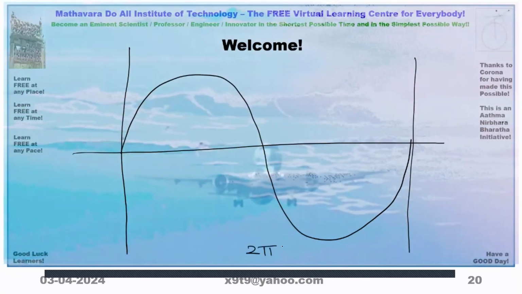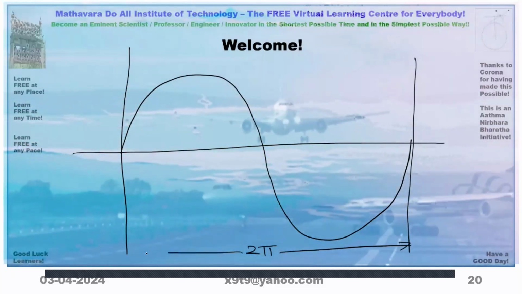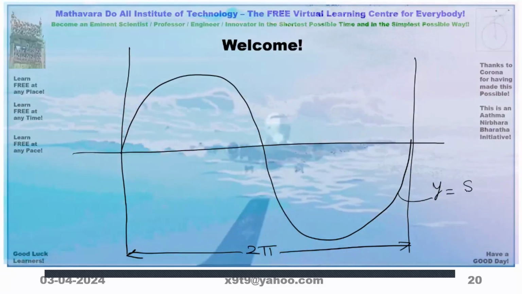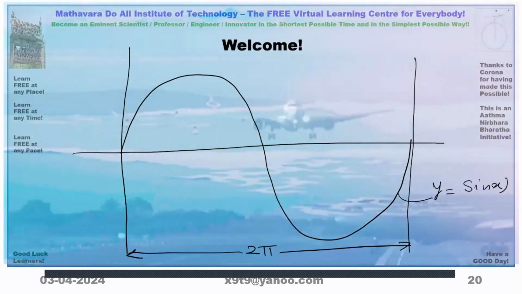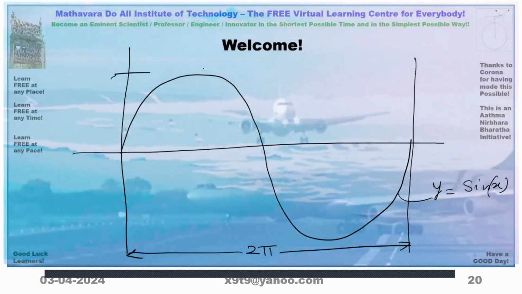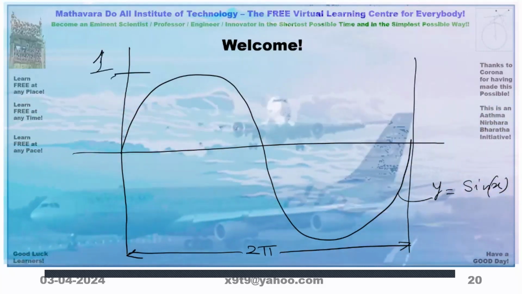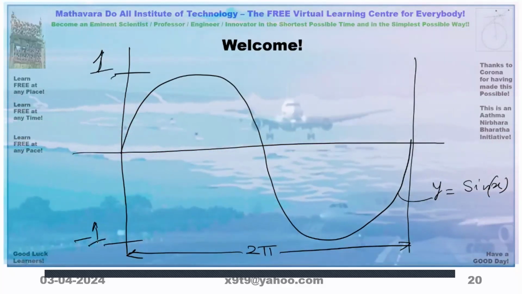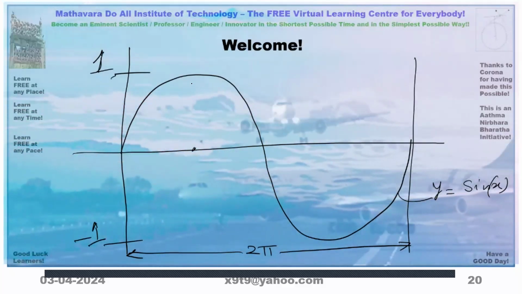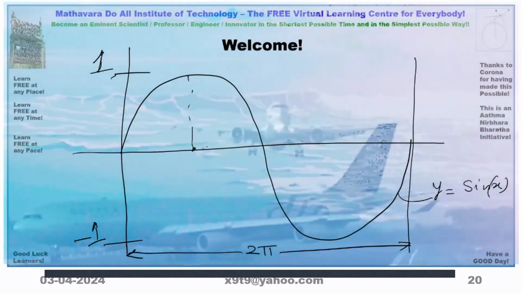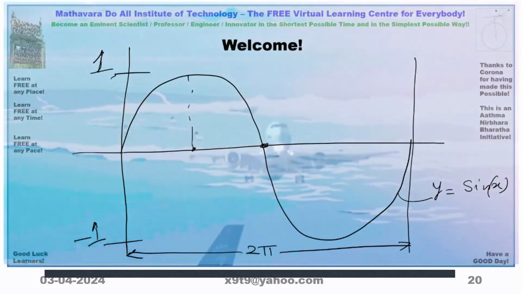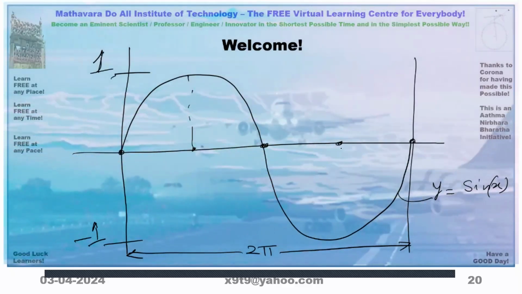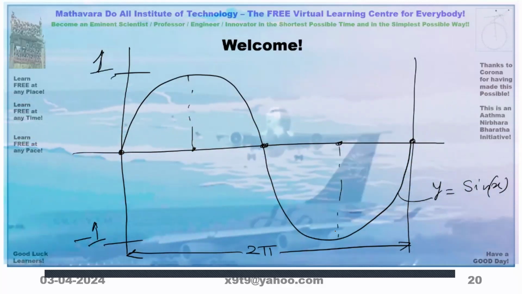So, this is 2 pi. This is y is equal to sin x. This maximum value will be 1 here. This minimum value will be -1. So this is 90-degree position. This is 180, 0, 270, 360. So these heights will vary.